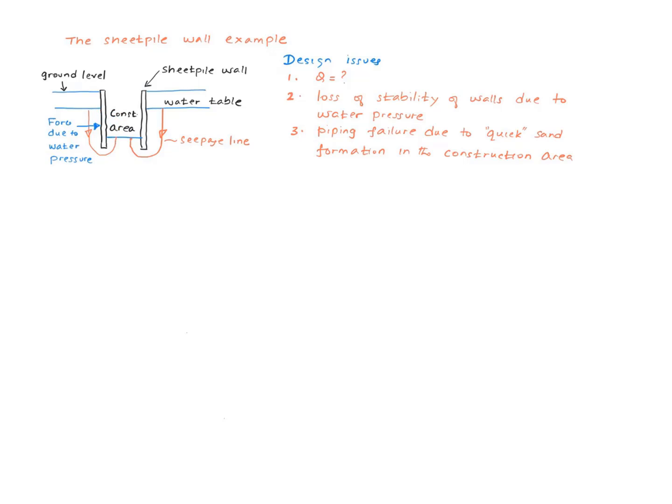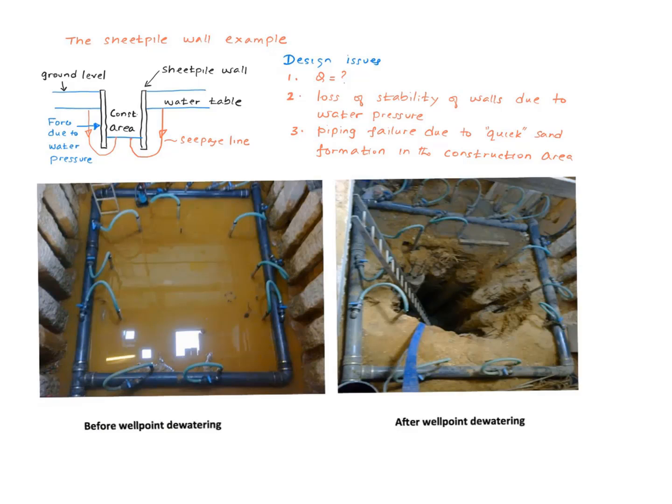Let me now show you some pictures showing flooding of the construction area and how pumps can be used to keep the construction area dry. In this picture, you see water here in the construction area, and then using this method called well point dewatering, the construction area has been dried up. So just to summarize, I showed you three examples of geotechnical structures and pointed out some design issues that arise as a consequence of water flow.